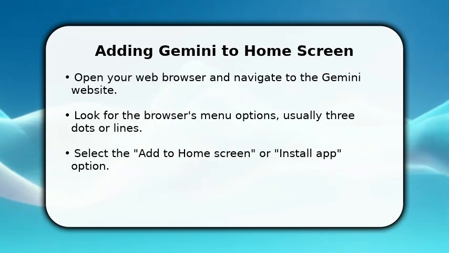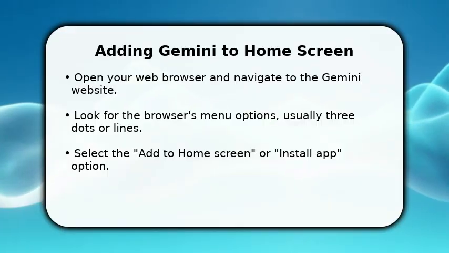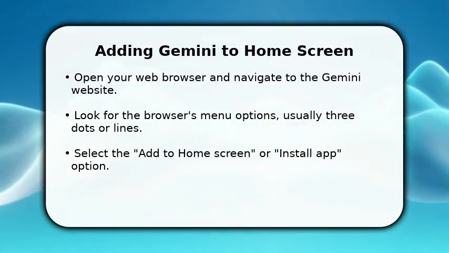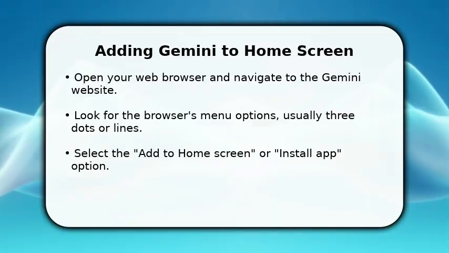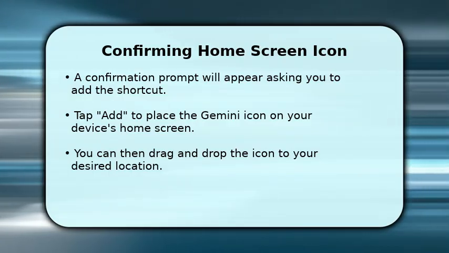Once the page loads, find the browser's menu icon, which often looks like 3 vertical dots or horizontal lines. Tap on this menu to reveal a list of options. After tapping the menu, you'll see an option such as Add to Home Screen or Install App.